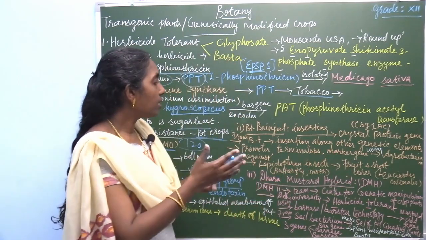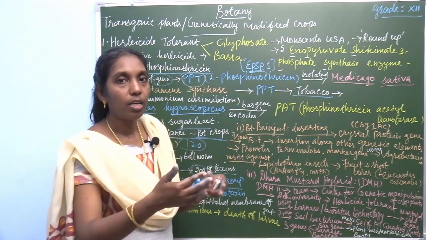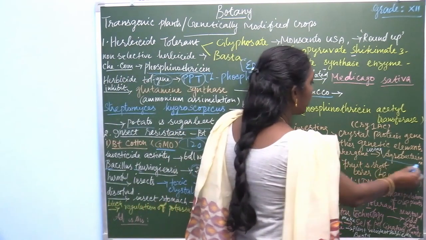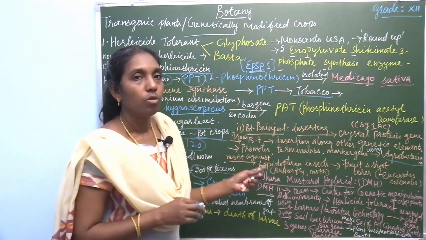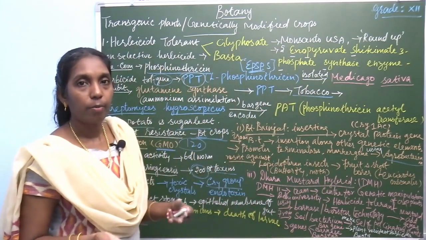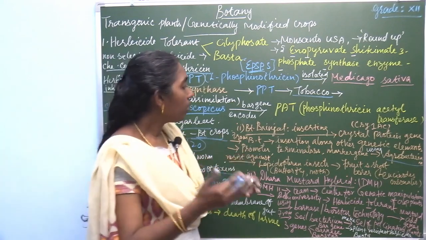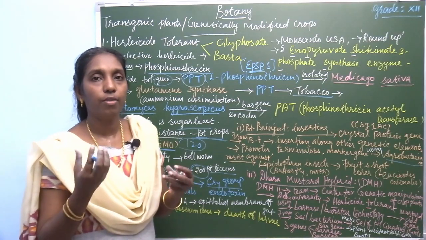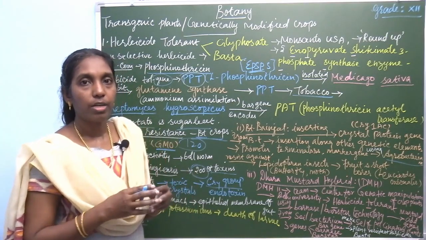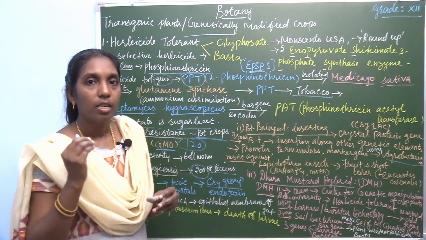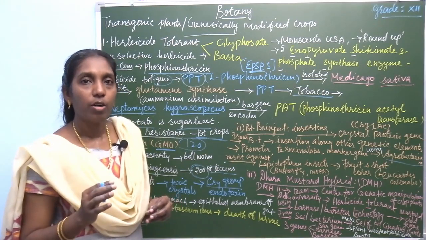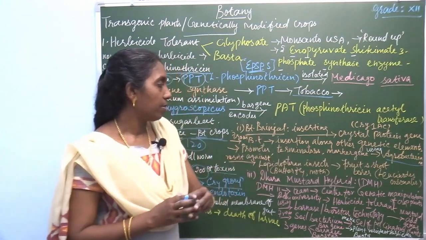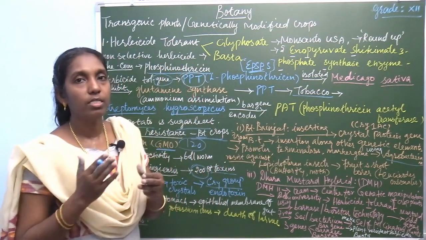When we are inserting this gene into an organism, a vector is used. Here the vector is Agrobacterium tumefaciens. For all kinds of plants, we normally use Agrobacterium tumefaciens. Along with this, genetic elements are inserted. What are the genetic elements? The vector contains a promoter, terminator and antibiotic resistant marker. This is called genetic elements.